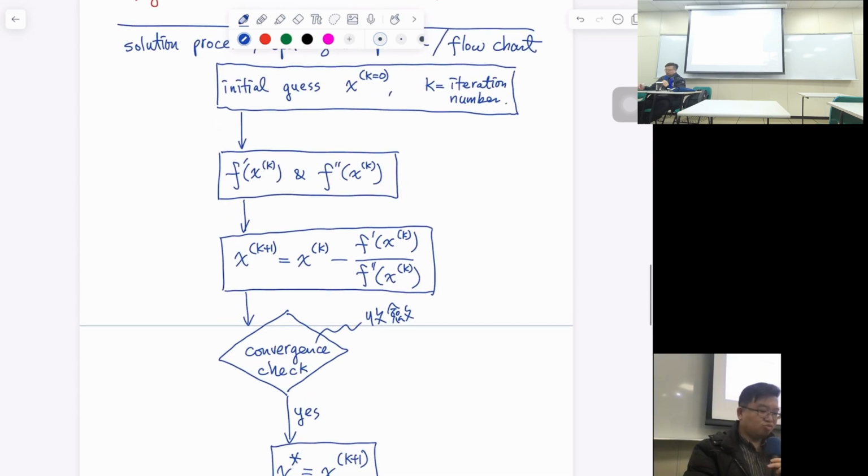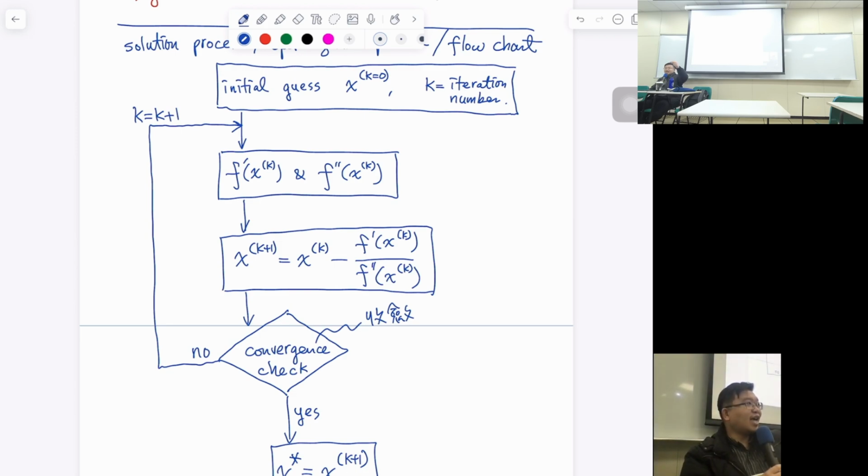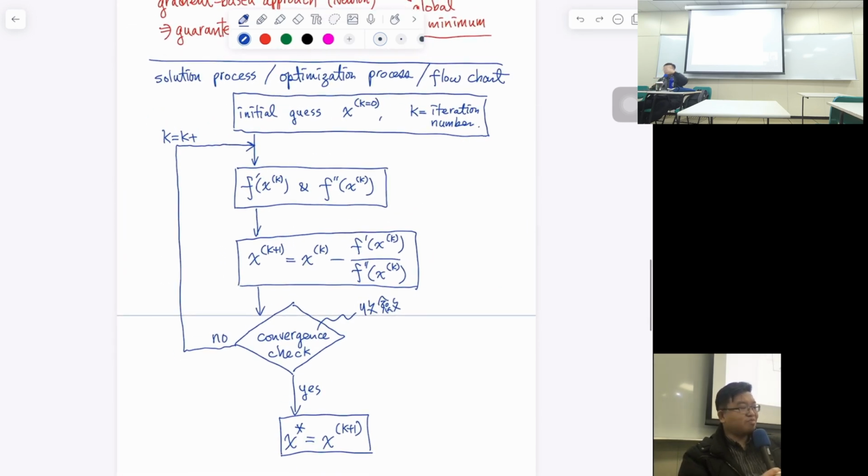How about no? If it's not converged yet, then you go back to here. So if the convergence check tells you, okay, not yet converged, then go back. But when you go back, you need to do one thing. k equals k plus 1. So you advance k by 1. So this is the complete solution process of Newton's method.